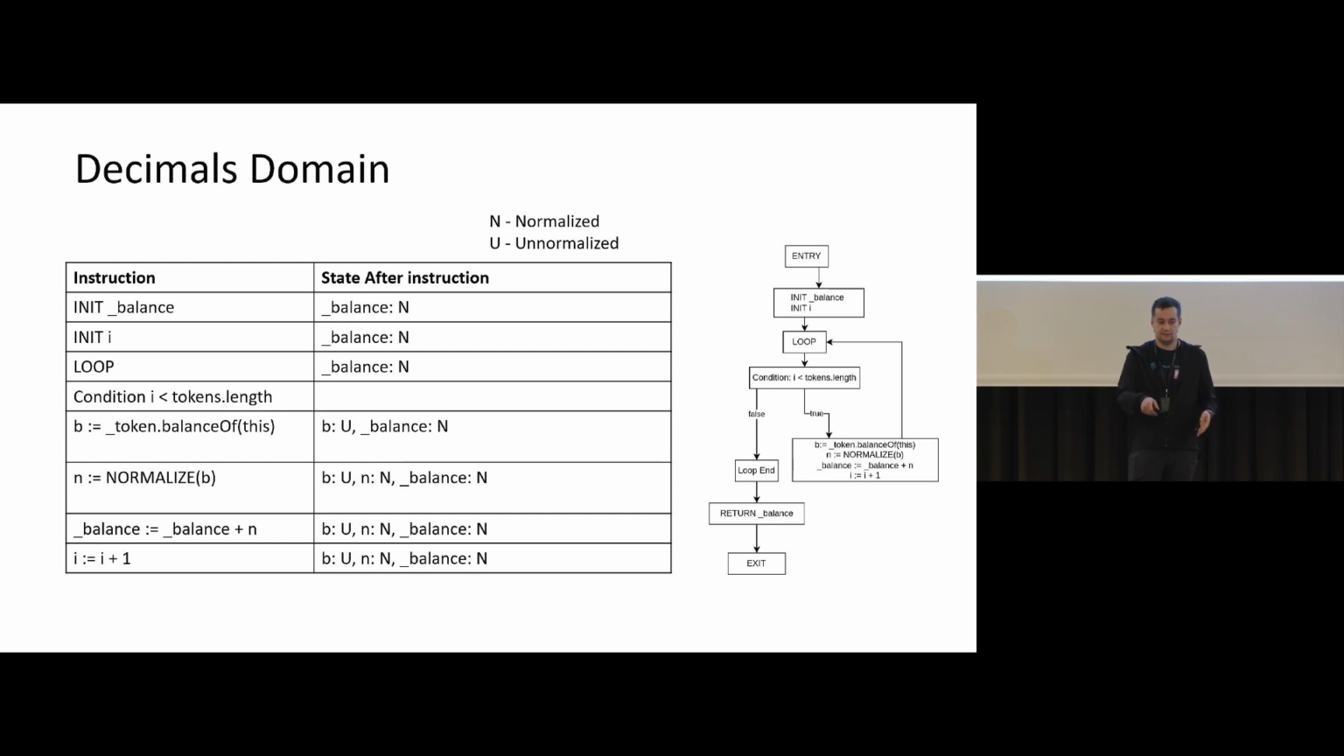By executing this loop once, we actually can terminate it already, because we're not going to learn any new information by executing this loop a second time, right? It's the so-called fixed point in abstract interpretation. And by the end of execution, you know that balance will be normalized as before.